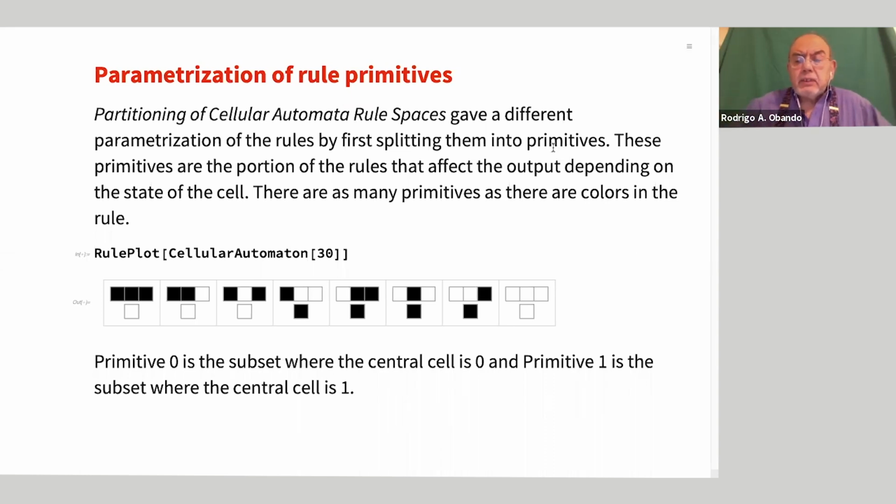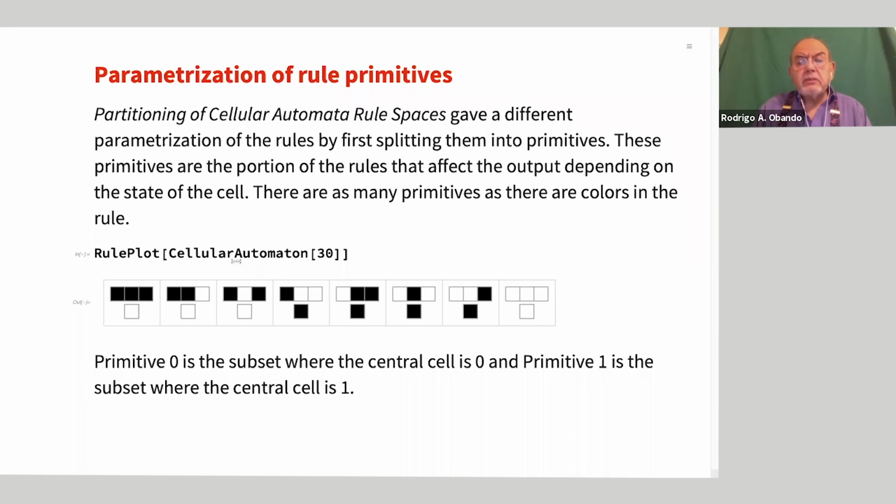So I actually parameterized this. I published a paper, Partitioning of Cellular Automata Rule Spaces, in Complex Systems back in 2015, and I worked a little bit on having a way of splitting the different rules into primitives. I'm just going to briefly explain. These primitives are a portion of the rules that affect the output depending on the state of the cell, or the central cell that is being evaluated.